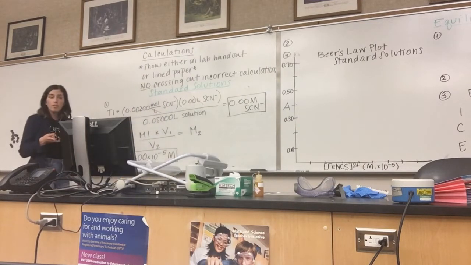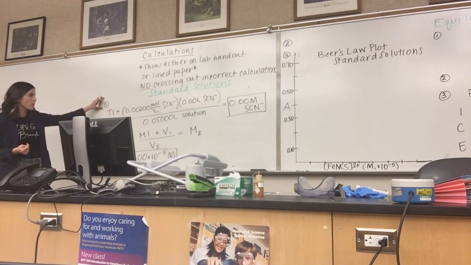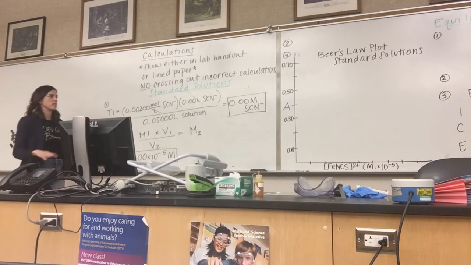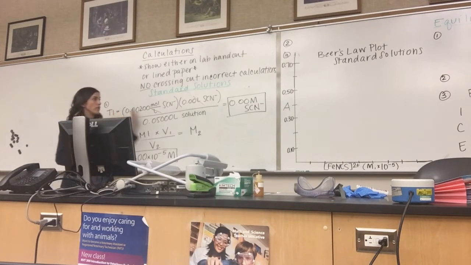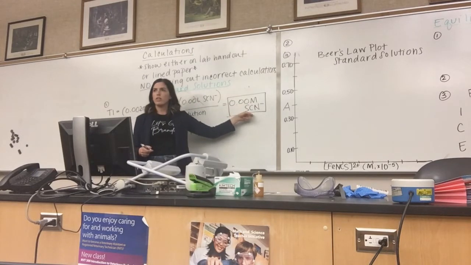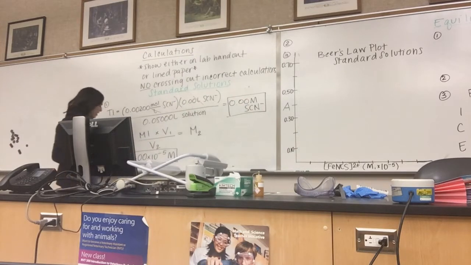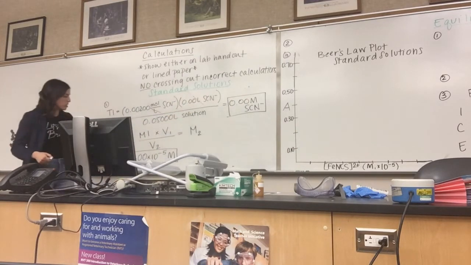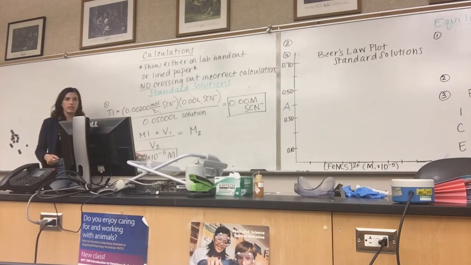Okay, so for example, this is what I'm looking for number 1. One of your trials, it doesn't have to be the first one, or one of your solutions, needs to show the entire calculation with units that cancel. So you're left with moles over liter, which is molarity for thiocyanate. Okay, so that was the first solution, 0 molar. And then for number 2, number 3, number 4, number 5, and number 6, you just need to give me the answer with the correct sig figs. All right?